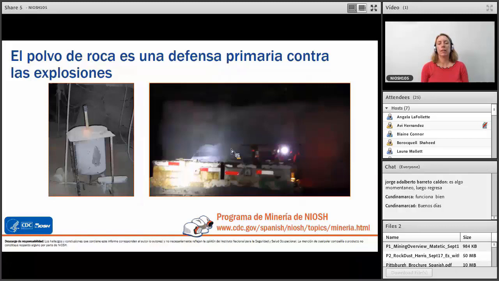And the rock duster on the right-hand side is for bulk dusting, and you can see that it does distribute a lot of rock dust at one time.